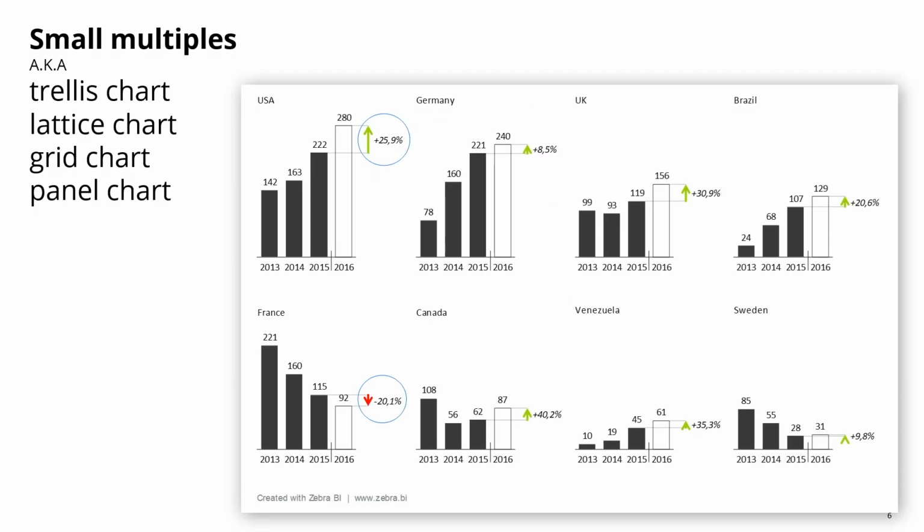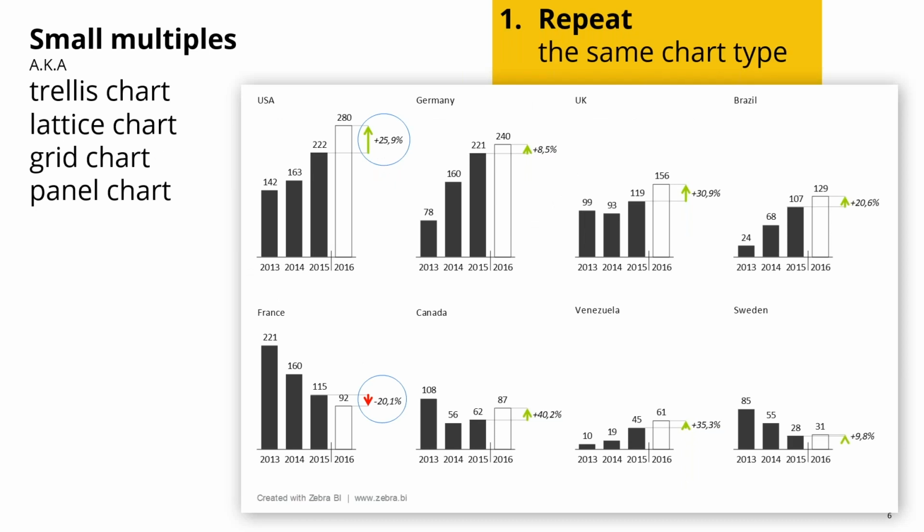All right, small multiples are also called trellis charts, lattice charts, grid charts, panel charts, matrix charts, and so on. What small multiples are is, instead of using just one chart, you take one chart and then you repeat this chart several times. In my case here I have 8 countries, 8 charts.